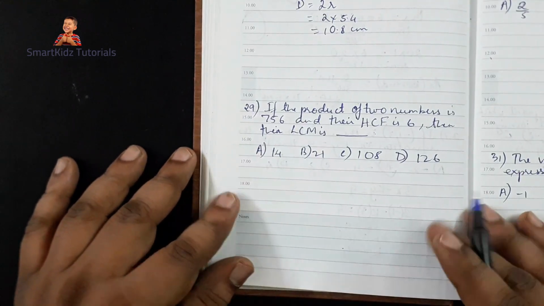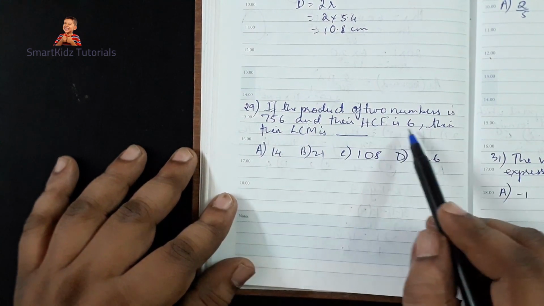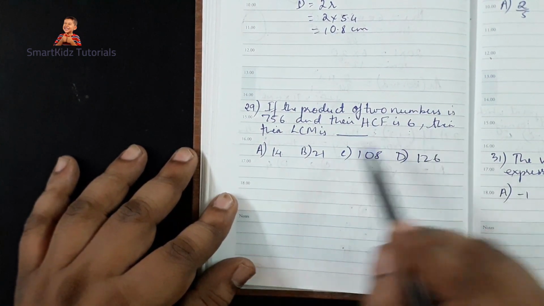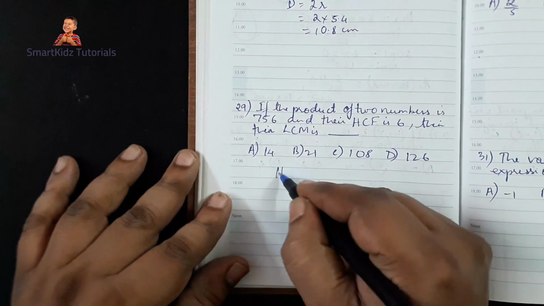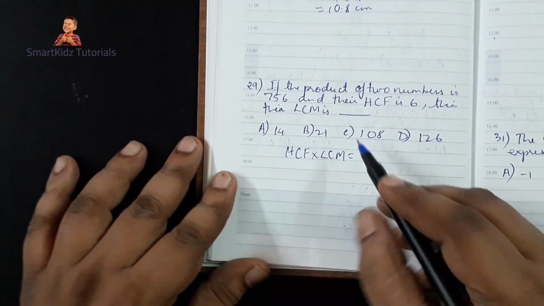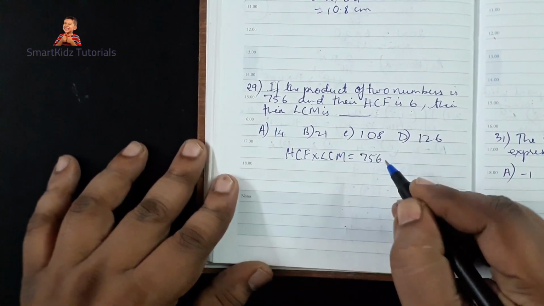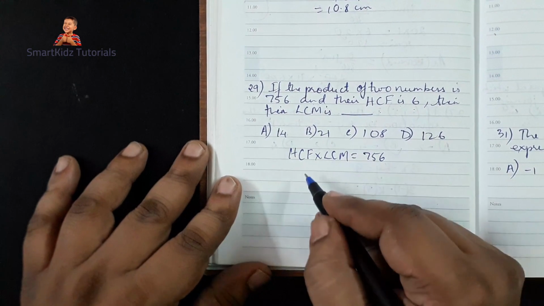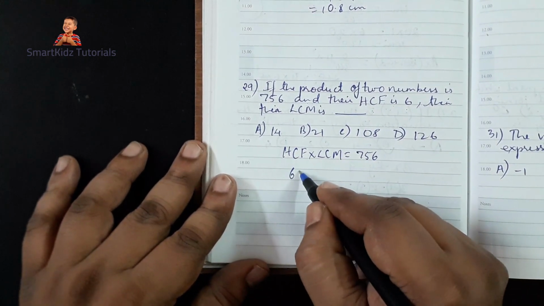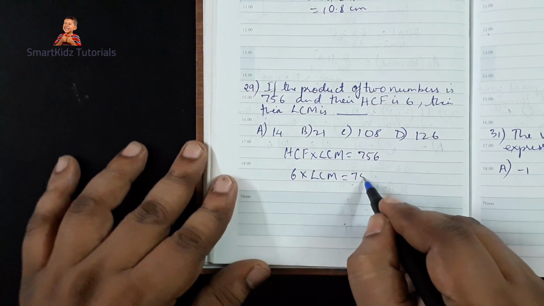Next question, 29. If the product of two numbers is 756, and their HCF is 6, then their LCM is this. So the formula is HCF into LCM should give us the product of two numbers. We are already given that, which is 756. We are also given HCF is 6, so I am going to substitute that in place of HCF, and we get 6 into LCM equal to 756.